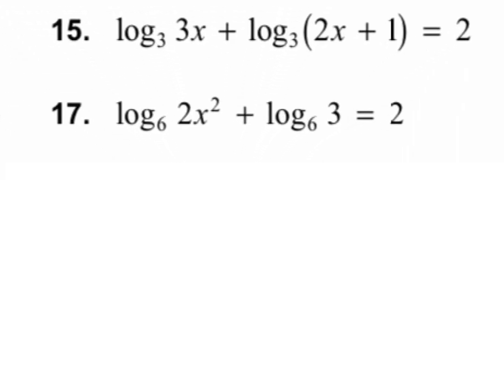All right, so for 17, if we have 2 logs, what do we do? Condense it to 1. How do I condense when I'm adding?